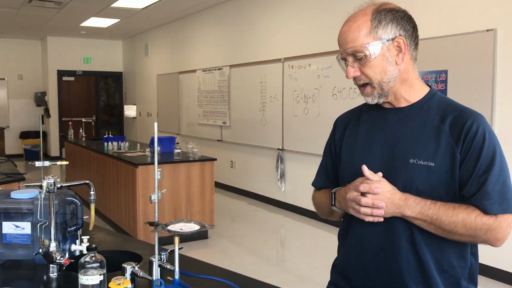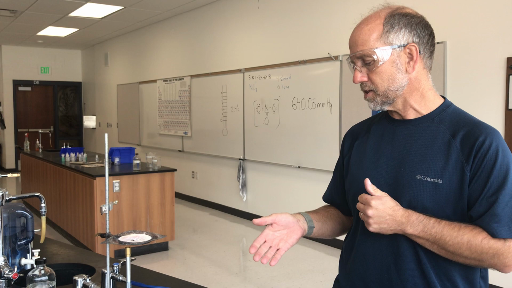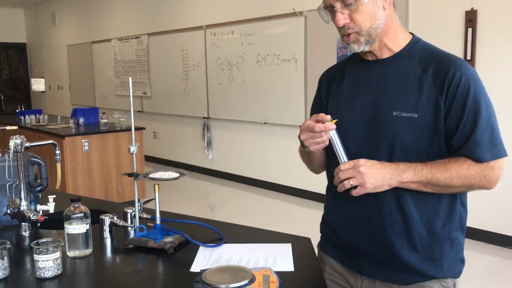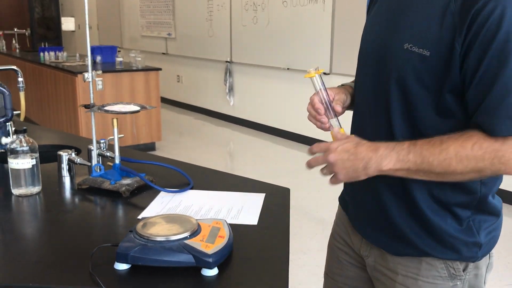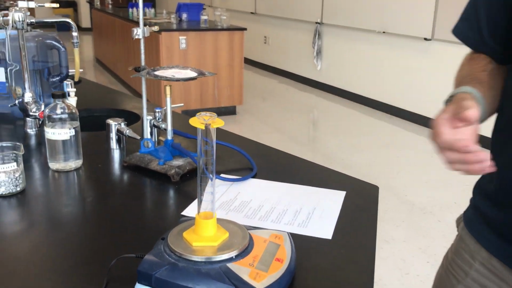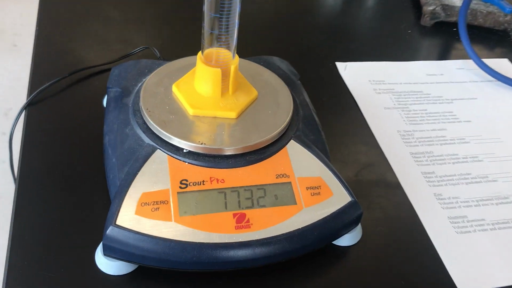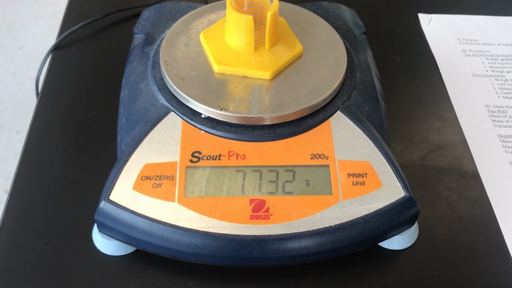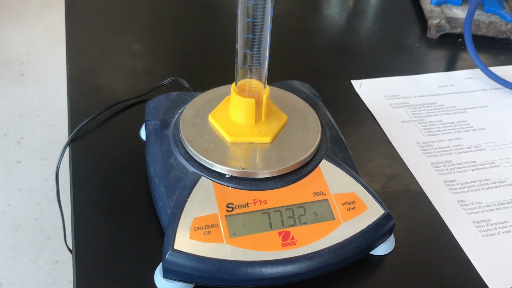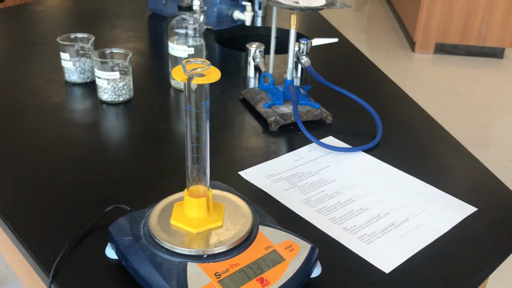So to get started, as it says in the instructions, the first thing that we need to do is weigh an empty graduated cylinder. To do that, we simply hit re-zero, place the graduated cylinder on the balance, and that is the mass of our empty graduated cylinder. If you need to pause the video to record that, go ahead and do that now.